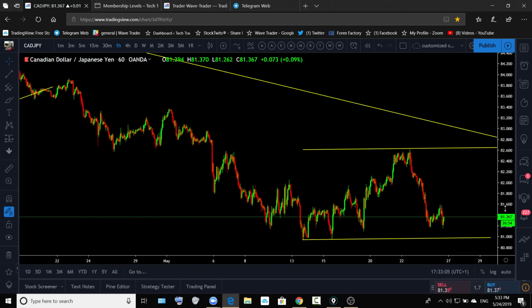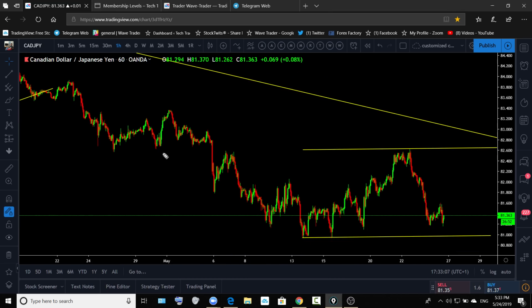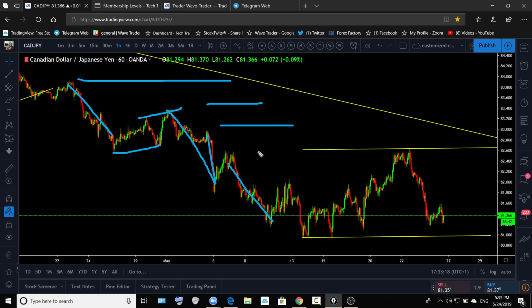I can just give you an example. This is your impulse, price never went beyond that. That's your impulse, price never went beyond that after having that correction. Similarly, this is a correction, and that's your impulse, price never went beyond that.